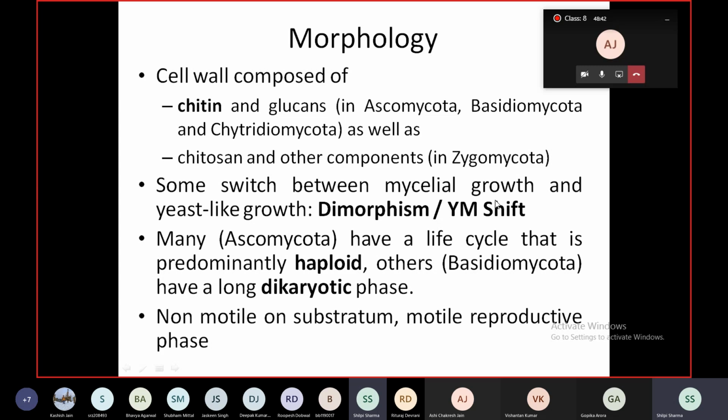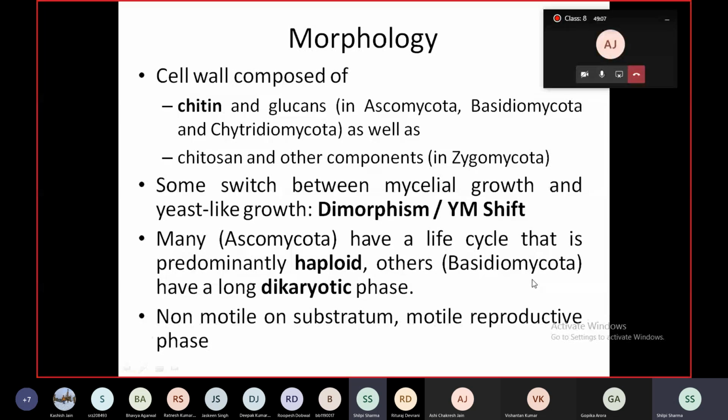Now, mostly the fungi have a haploid life cycle. In bacteria we were telling you what haploid means, how humans are diploid, when there are two sets of chromosomes they are diploid, or it can even be polyploid. However, fungi have a haploid life cycle, but they exhibit a special phase. Again, this is unique to fungi, called the dikaryon phase.